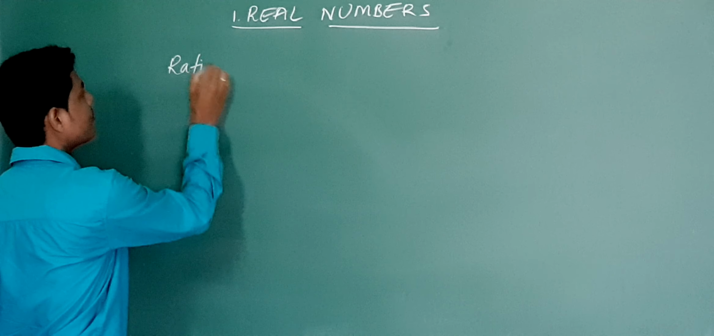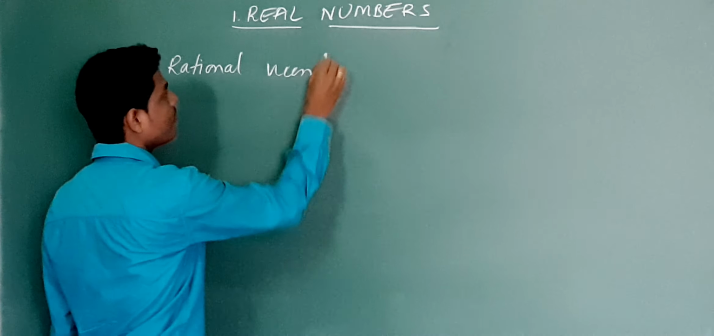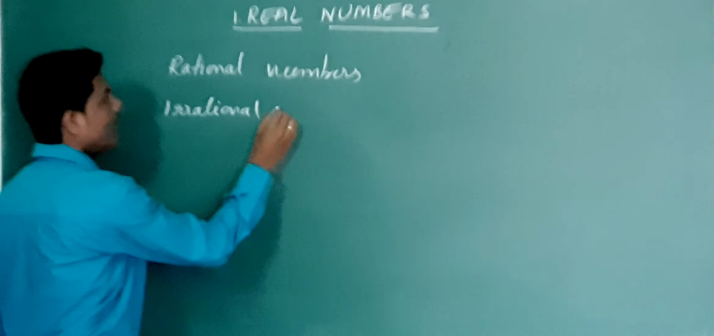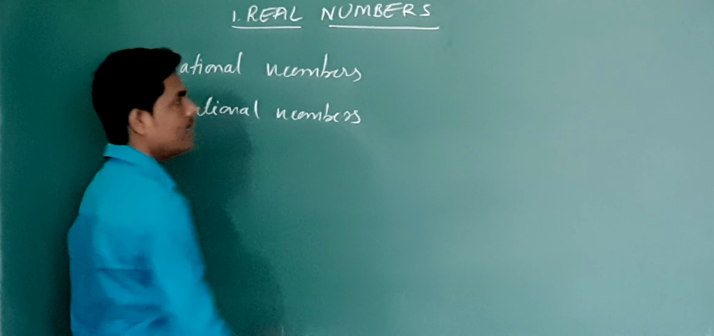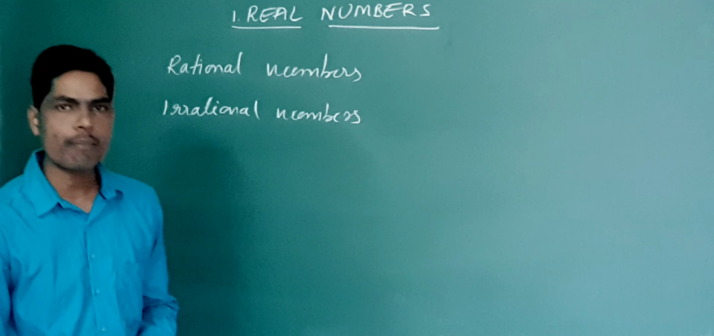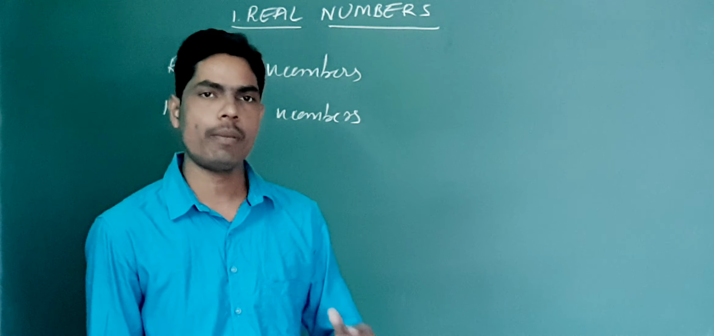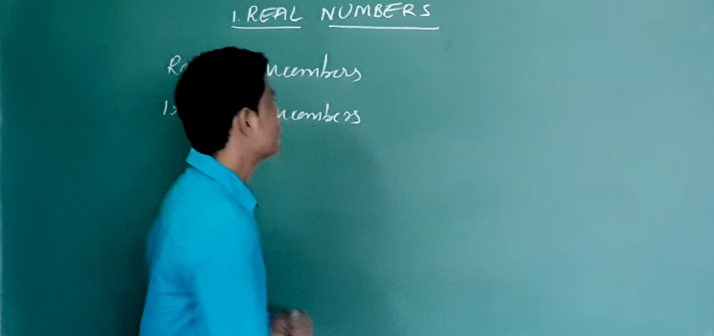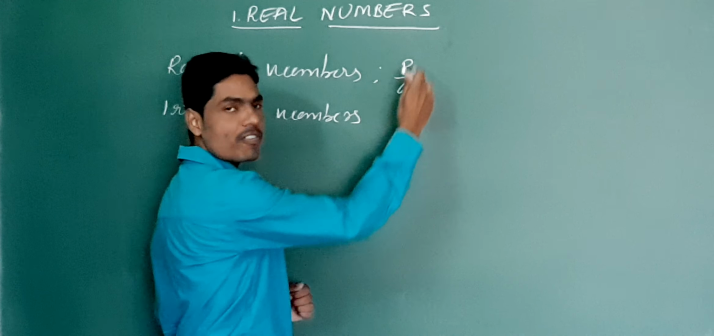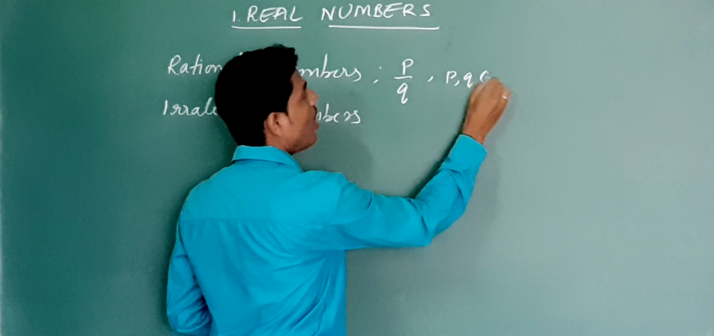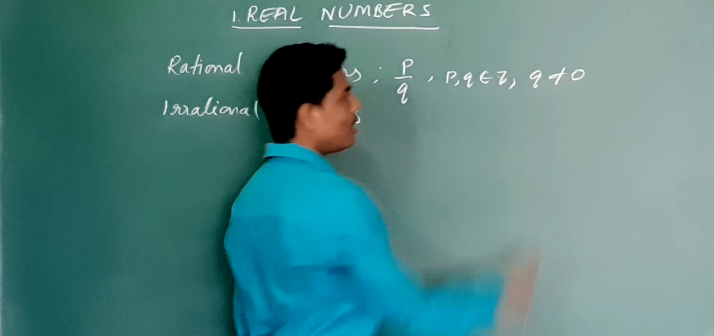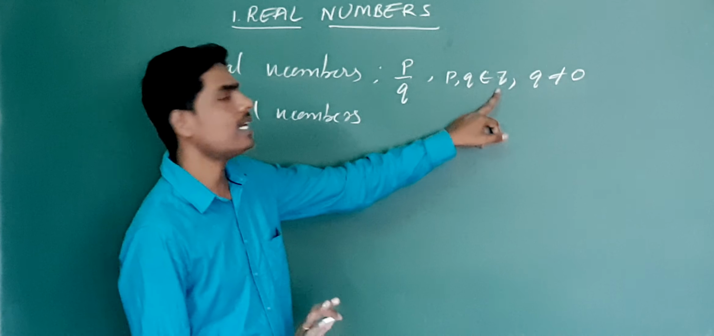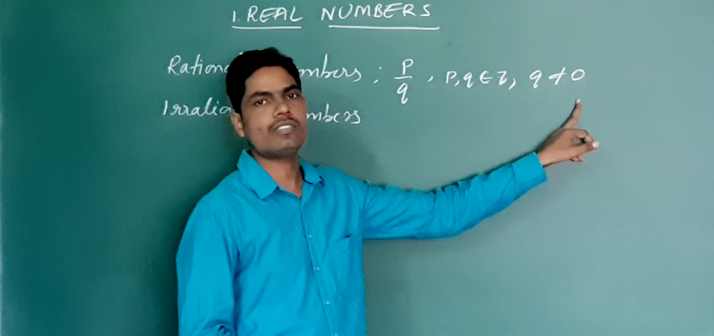Rational numbers and irrational numbers. Rational numbers: the numbers which can be written in the form of p by q, where p comma q are integers and q is not equal to 0. So let us take the definition here. The numbers in the form of p by q, where p comma q are integers and q is not equal to 0. P and q, whatever it may be, are integers, but q should not be equal to 0.